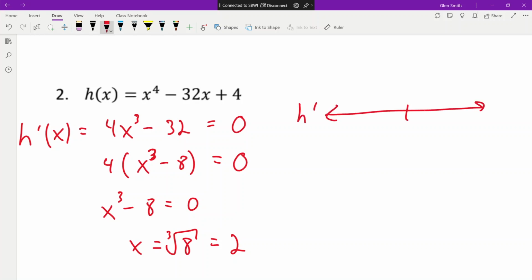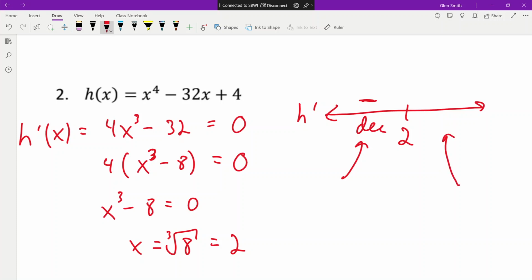Okay, so we make our h prime number line. We put 2 on there. Something to remember, if 2 came from h prime, which it did, then that's what I'm checking in these intervals. So when I plug a number here like 0, you don't plug 0 into h. We're checking at h prime. That's why I put this h prime out here. If you plug 0 into h prime, you're going to get a negative value here, which means decreasing.